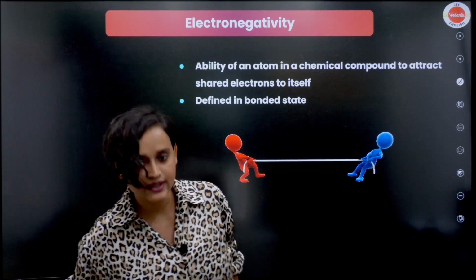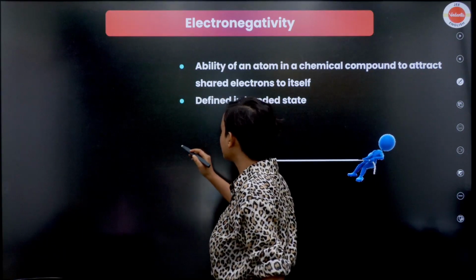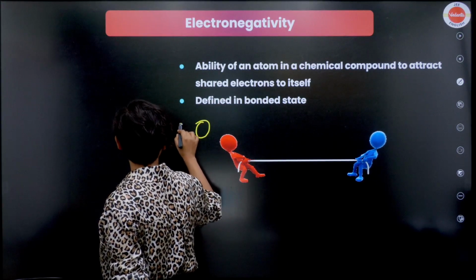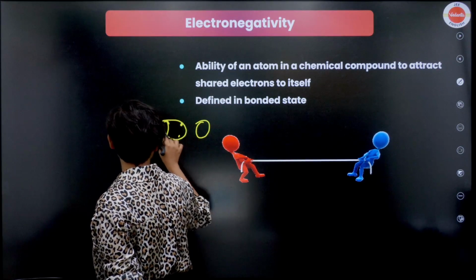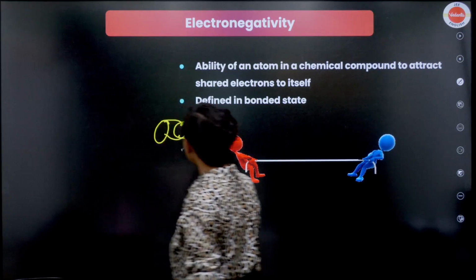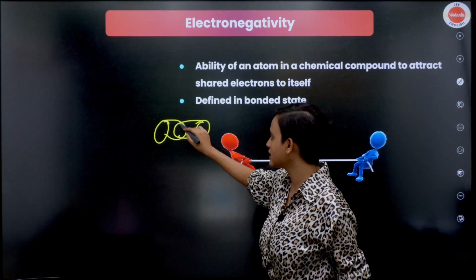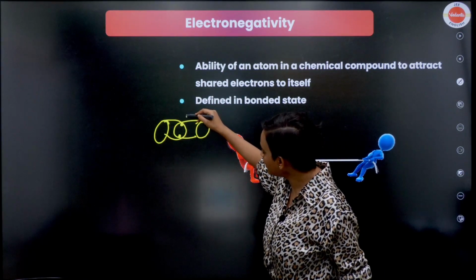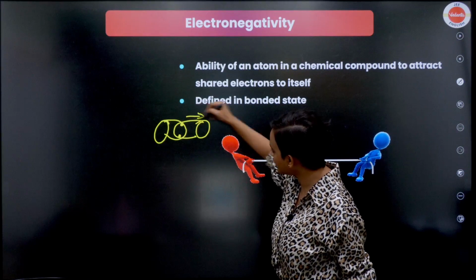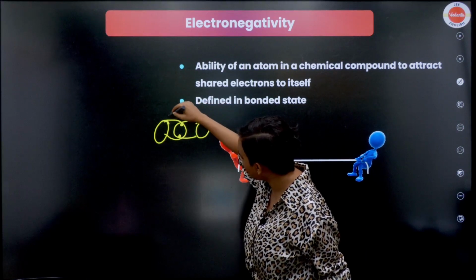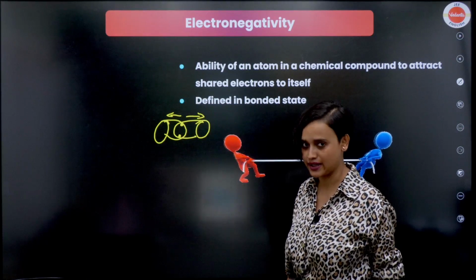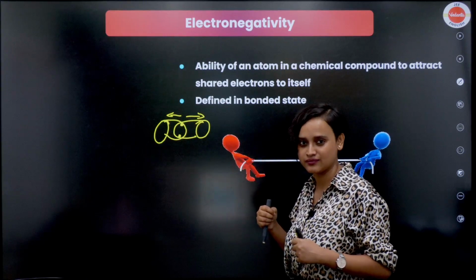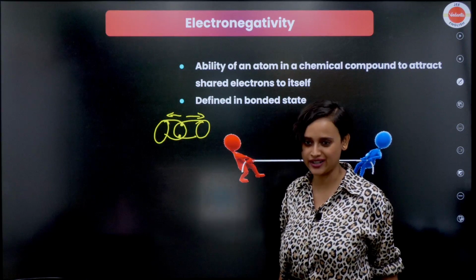Basically, what happens is, let's say there are two atoms here, one atom here and one atom here. And both of them are actually sharing this pair of electrons. Now, this one will pull the shared electron towards this side, and this one will also pull the shared electron towards its side. Whoever can pull it closer is more electronegative.